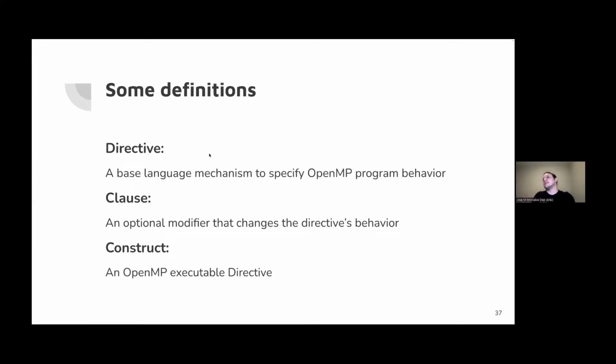So that is something that never gets executed. It is just living there, right? It may have some clauses to modify it, but it doesn't really specify something that is executable during runtime. So a construct is something that is executable, while a directive can be just a word that may or may not be a construct.